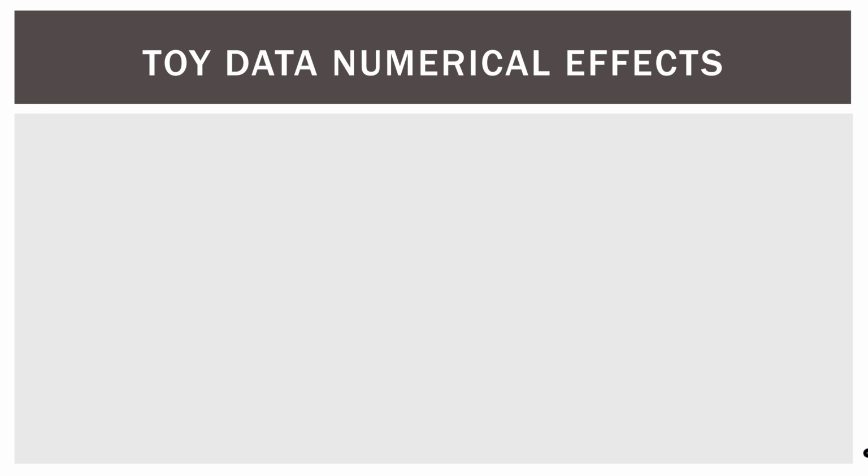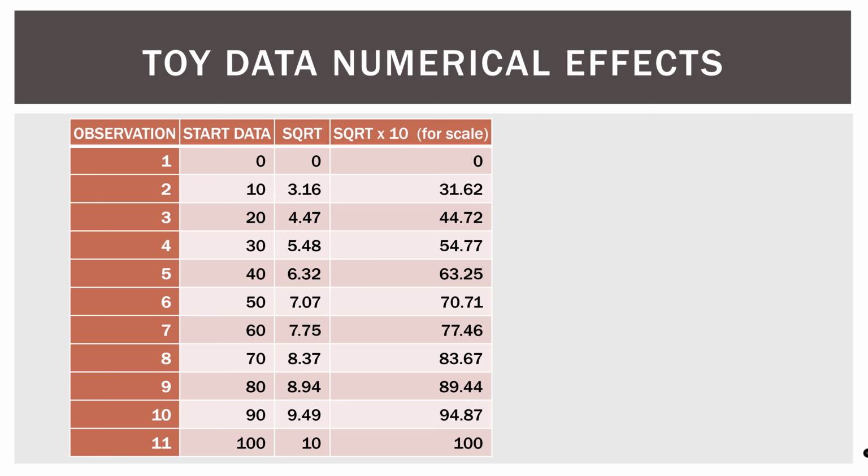Here's some toy data to show you what's actually going on in this square root transformation. I made up some data. We have 11 observations. Our start data is just 0, 10, 20, 30, 40, evenly spaced up to 100. Then we took the square root of those original numbers, which we have in the second column. Then, for scaling purposes, to get back to the start data scale, I multiplied each one of those by 10. In and of itself, this is a variable transformation, but we're just doing this for teaching purposes. So: start data, some toy data, square root, times 10 to get it to the same scale as the original.